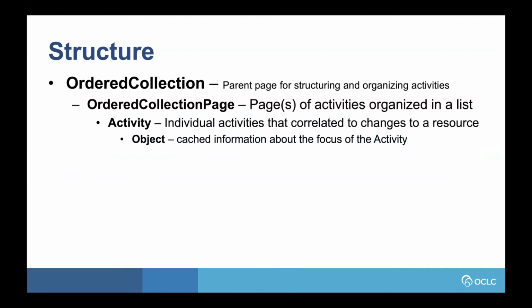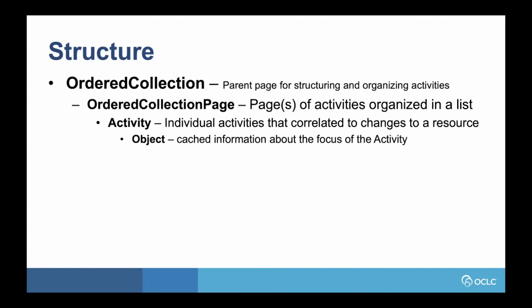At a very high level, and Rob already went over this, so I'll try to be brief: there's a structure to this change discovery data, which is based on the W3C Activity Streams specification. At the very highest level, you have the ordered collection, which in essence is a parent for structuring and organizing pages of activities. At the next layer down, you have ordered collection pages, which, as the name implies, are pages of activities nested within the ordered collection.